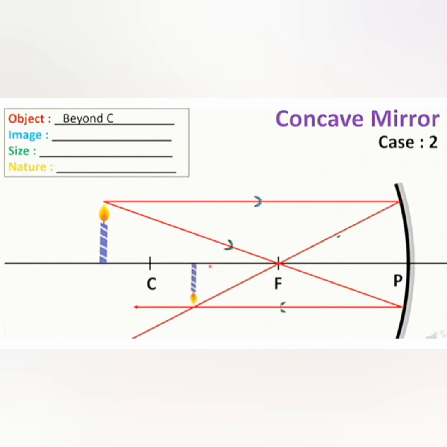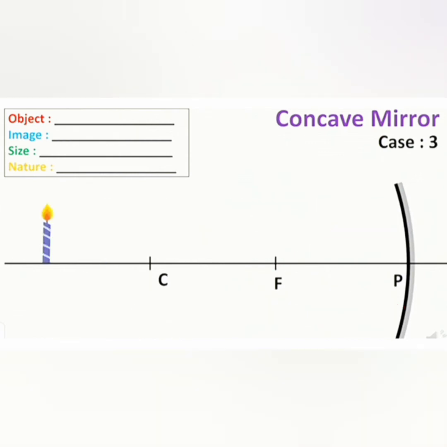Well, the size of the image is diminished because the object is larger than the image, and the nature of the image is real and inverted. As it is in front of the mirror, it is a real image. Definitely it is a real image. Now move on, case number 3.